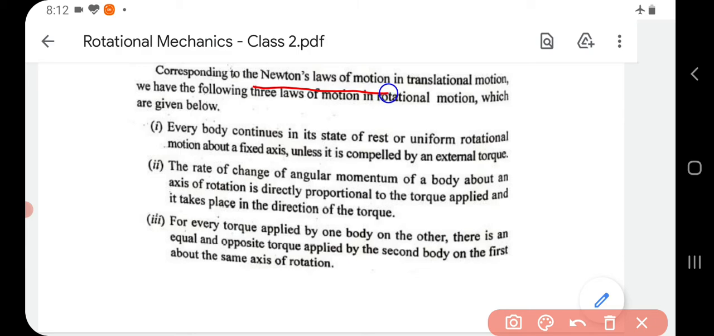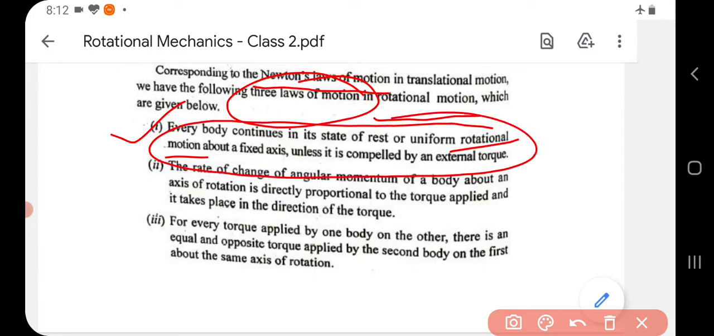Similar to Newton's laws of motion, in rotational motion also we have three laws of motion. The first one is similar to Newton's first law, that is, every body continues in its state of rest or uniform rotational motion about a fixed axis unless it is compelled by an external torque. That is, here we are putting those statements in terms of rotational motion. See the difference. Instead of force, we are writing torque. Instead of linear motion, we are writing rotational motion. That is the only difference.